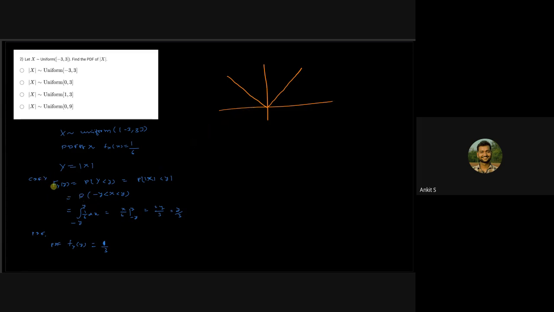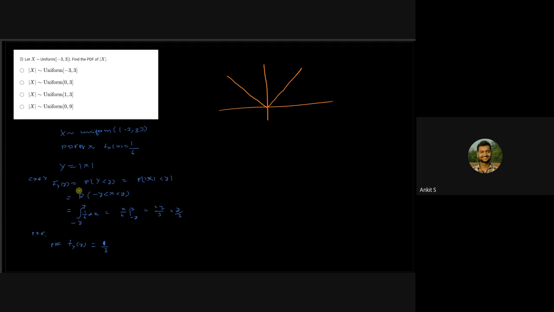So for this we will have to use the CDF method, right? First we calculate the CDF of y. So how do we calculate the CDF of y? We consider this random variable y, and we want to calculate the PDF of y. This is our goal. But we don't calculate the PDF first. What we do is we first calculate the CDF.